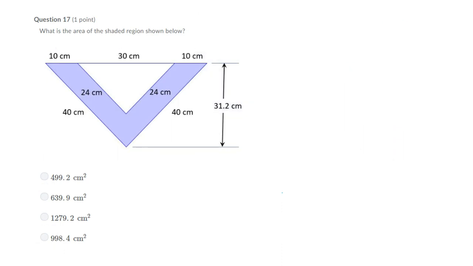For this figure, you're asked to find the area of the shaded region. That means this V-shaped region right here. Now, there are a lot of things going on in this particular problem. I have these two triangles, this bigger triangle and this smaller triangle. I want to be aware of those because the area of the shaded region is going to be the area of the big triangle minus the area of the little triangle.